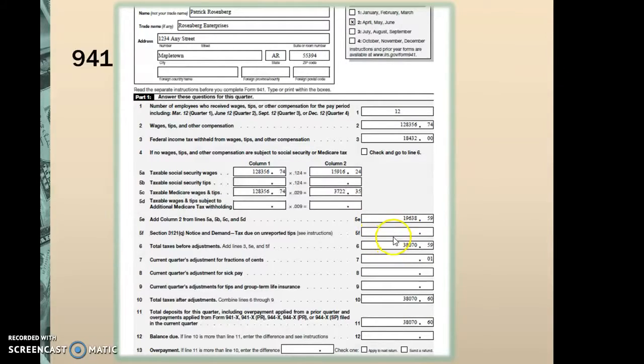So what that means is that if you add lines 3, 5E, and 5F, our total taxes before adjustments is $38,070.59. The quarterly adjustments for fractions of a cent is comparing what you had reported on your books, and in this case, it's a difference of 1 cent. So the total taxes after adjustments, you would add those. And then on line 11, that is the total deposits that the employer would make to the state for their taxes.